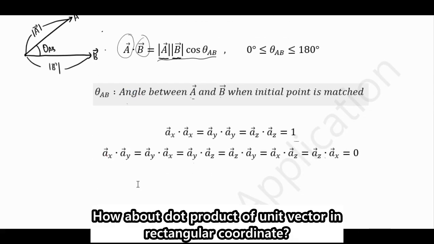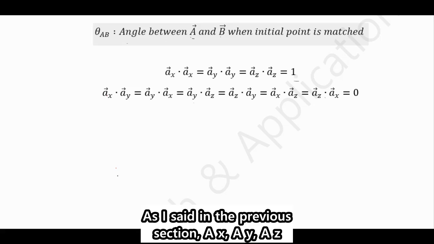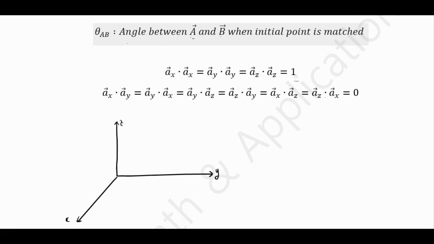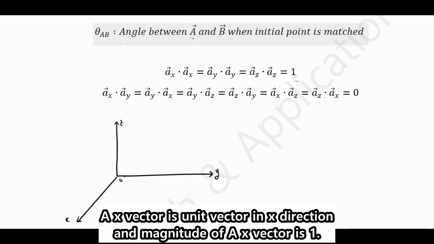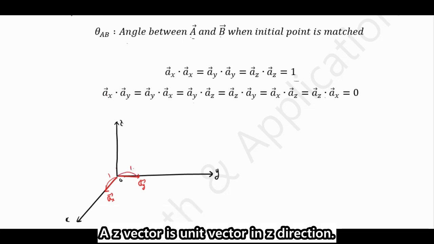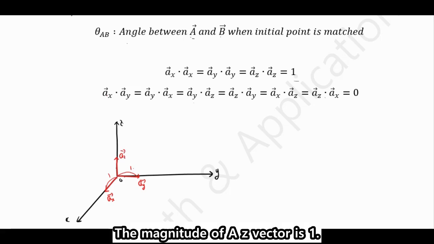How about the dot product of unit vectors in rectangular coordinates? As I said in the previous section, AX, AY, AZ vectors are defined in rectangular coordinates X, Y, Z. AX vector is the unit vector in X direction, and the magnitude of AX vector is 1. AY vector is the unit vector in Y direction, and the amplitude of AY vector is 1. AZ vector is the unit vector in Z direction. The magnitude of AZ vector is 1.